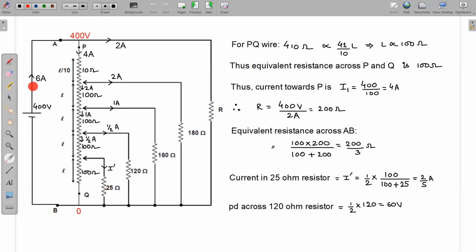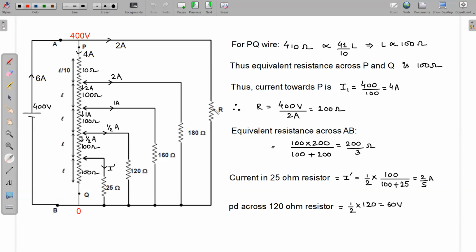Now the current which was flowing through the battery is 6 ampere. This was mentioned in the question. So out of 6 ampere, 4 ampere has entered towards point P. The remaining 2 ampere will be going through this resistance capital R. Across this resistance capital R also, the potential difference is 400 volt, right? So the potential difference across capital R is 400, and the current flowing through it is 2 ampere. So what is the value of capital R? The potential difference across it, 400, divided by the current through this resistor, 2 ampere. So the value of capital R will be 200 ohms.